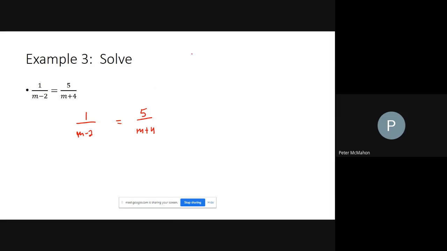So our lowest common denominator that we're going to multiply is going to be m minus 2 times m plus 4, like that. And we're going to multiply this to this side and to this side over here. So we get m minus 2, m plus 4, like this. And we get m minus 2, m plus 4, like that. The m minus 2's cancel here and here. The m plus 4's cancel here and here. So we multiply this just times 1. So we get m plus 4.